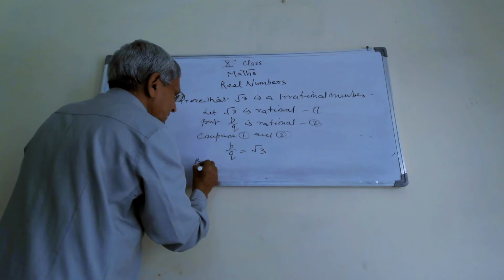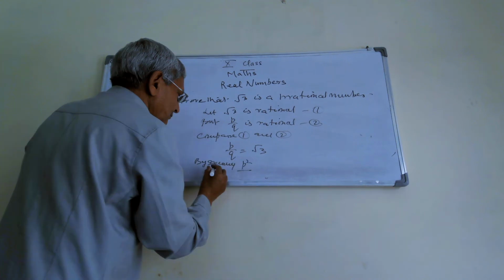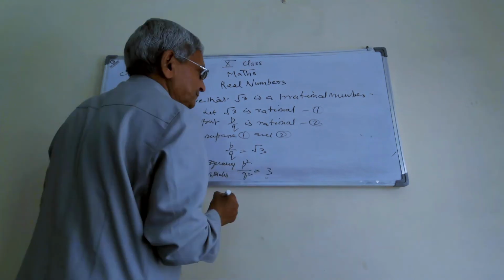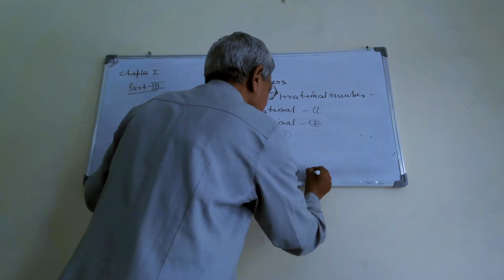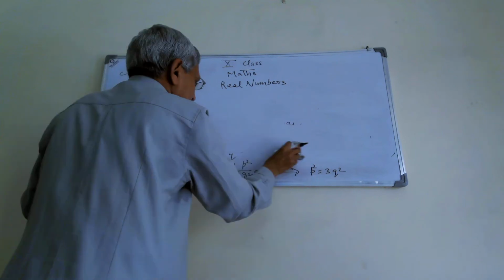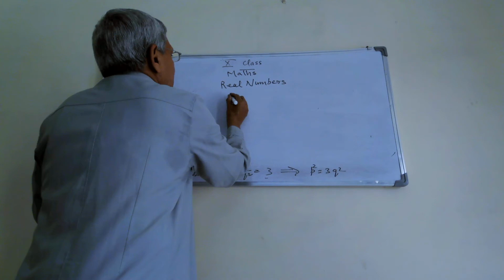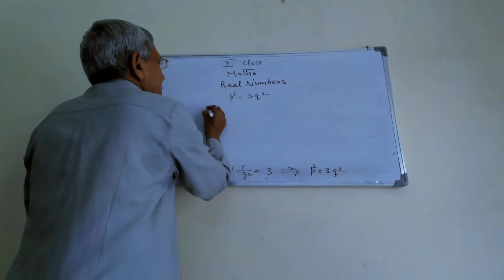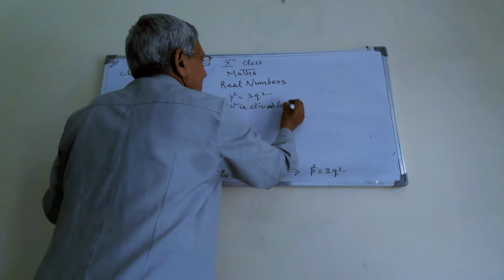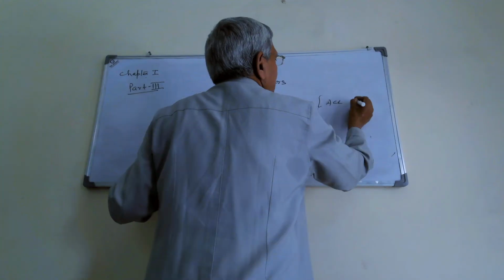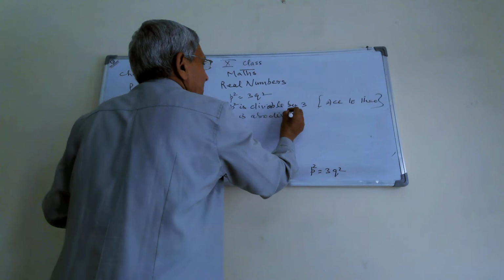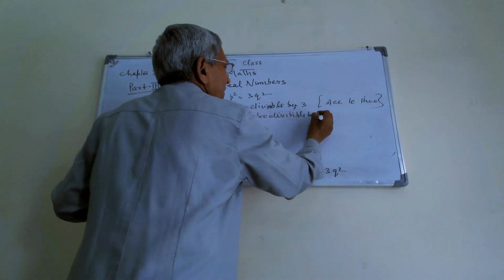By squaring on both sides, P square upon Q square is equal to 3. This implies P square is equal to 3Q square. This implies P square is divisible by 3 according to the theorem. This implies P is also divisible by 3.